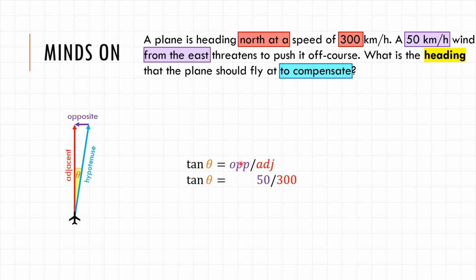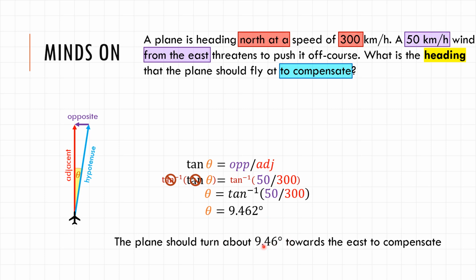Well, hopefully you realize that if the opposite is 50 and the adjacent side is 300, all we need to do is isolate theta. The way we do that is we use the inverse operation for tan, which is just called tan inverse. Inverse operations always cancel each other out, but whatever we do to one side, we have to do to the other side. And so the value of theta will be found by putting all of this into our calculator. That tells us that it's about 9.462 degrees. And so the plane should turn about 9.46 degrees towards the east in order to compensate for the wind coming from the east to push it back on course.